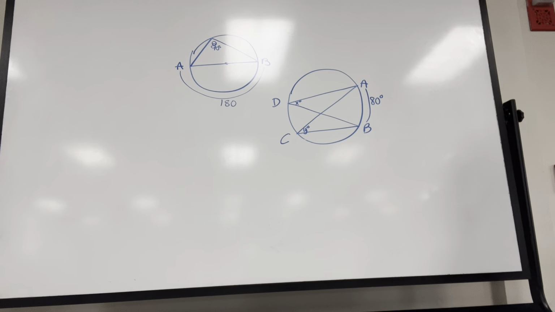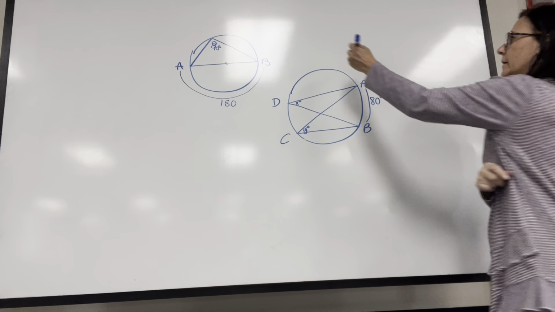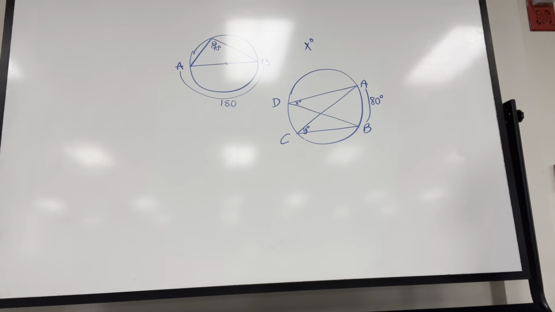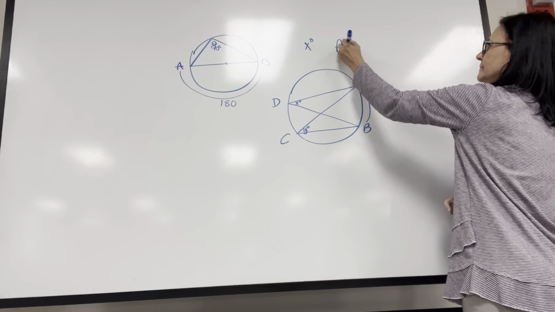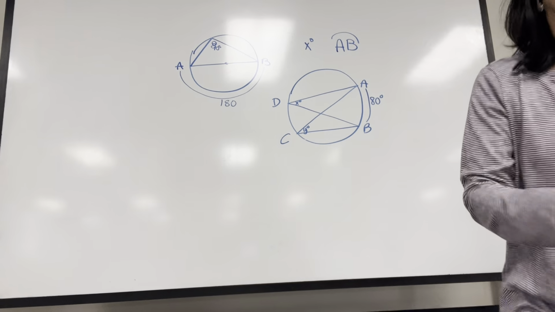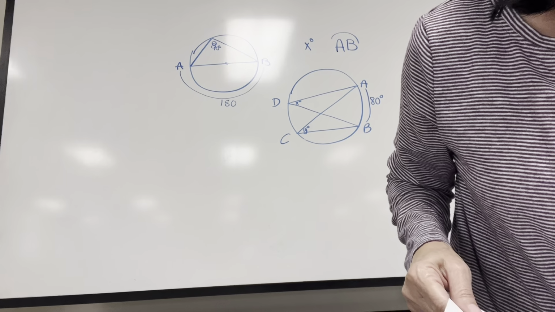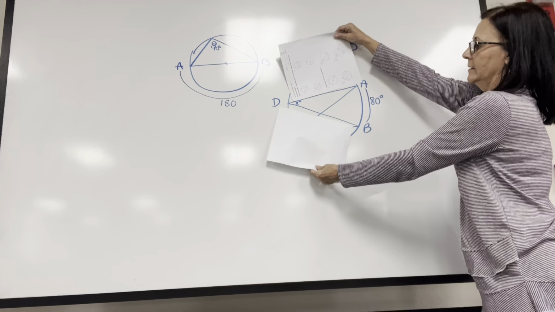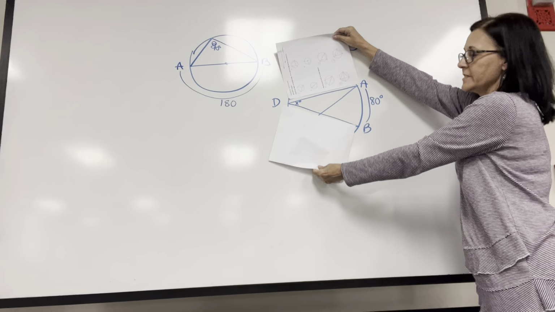Do y'all see angle X? What arc does angle X intercept? Which one? DC? AB? Well, which one is it? AB. Does everybody see that? Let's isolate it. Here's angle X. You see it intercepts AB?